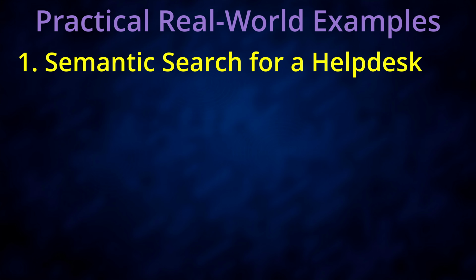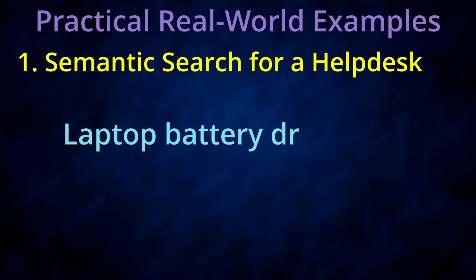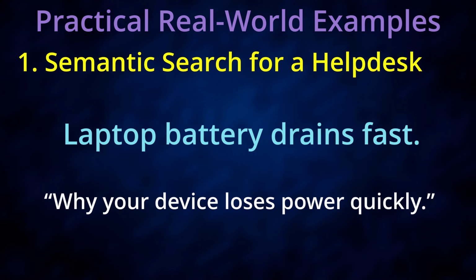Practical, real-world examples. Semantic search for a company help desk. A user types, "Laptop battery drains fast." The search engine returns your article titled, "Why Your Device Loses Power Quickly." No matching keywords, but the embedding vectors align.